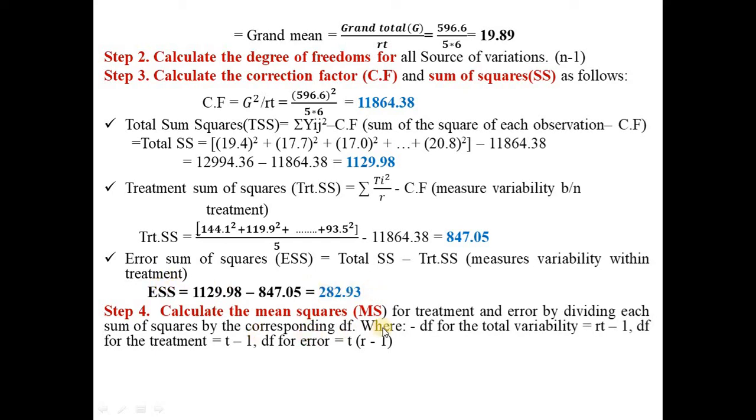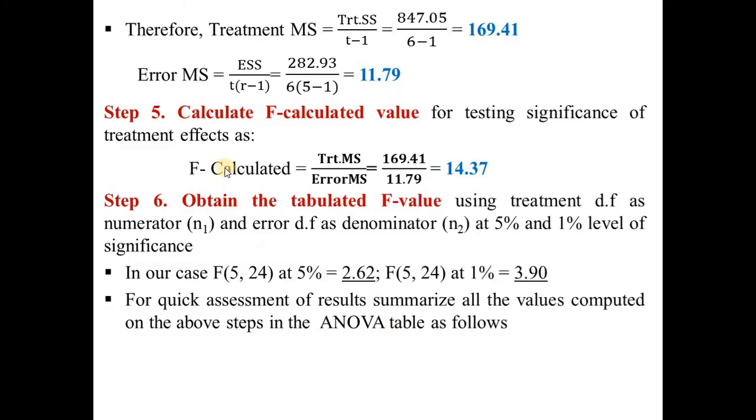The fourth step is calculating the mean square values. After we have got all the sum square values, we have to divide each sum square value by its corresponding degree of freedom. Therefore, the treatment mean square value is equal to the treatment sum square value divided by its degree of freedom, the treatment degree of freedom. If you divide this value by this, we can obtain this one. Similarly, the error mean square is equal to the error sum square divided by the error degree of freedom.